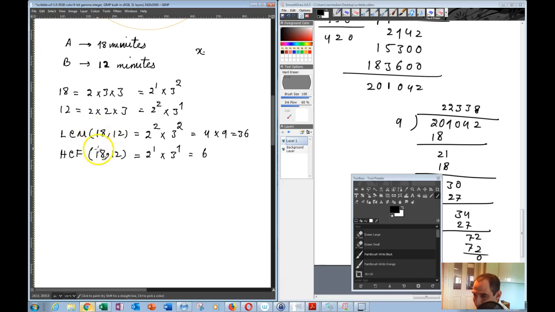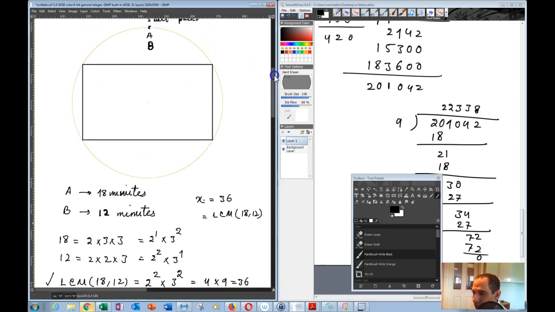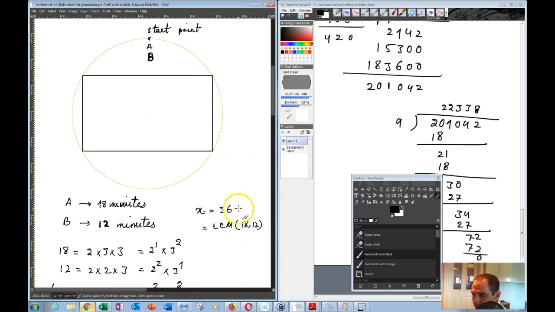So you see that when you take the LCM, it's a number which is a multiple of both of these numbers. So what we were looking for was actually the LCM. Now the number is 36, the LCM of 18 and 12, and it's in minutes. After 36 minutes, 18 times 2 is equal to 36, and 12 times 3 is equal to 36.